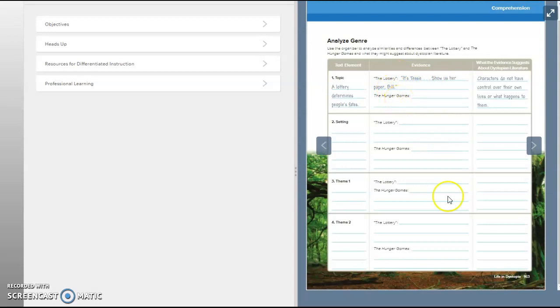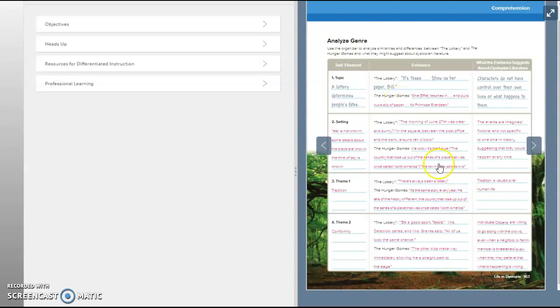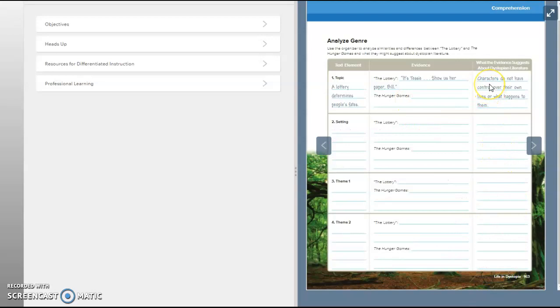Now The Hunger Games. I'm just going to put this response up here. "She reaches in and pulls out a slip of paper. It's Primrose Everdeen." So that's right there. I was talking about the lottery where they're picked, right? All right, so then we've got what the evidence suggests about dystopian literature. Characters do not have control over their own lives or what happens to them.